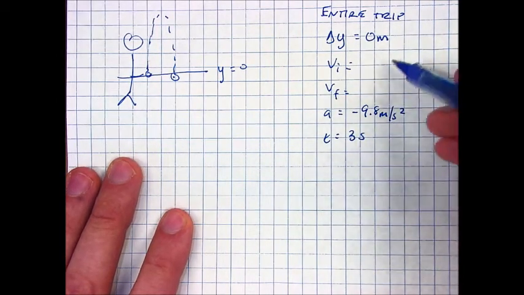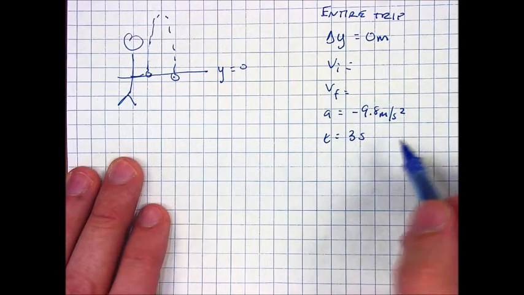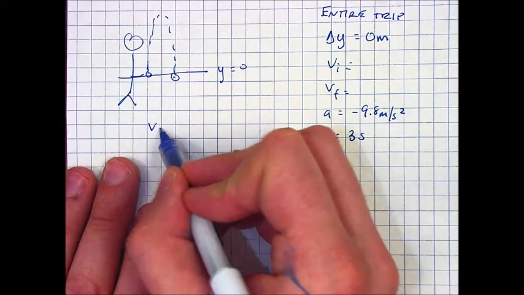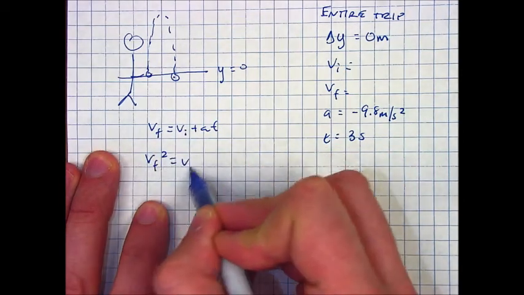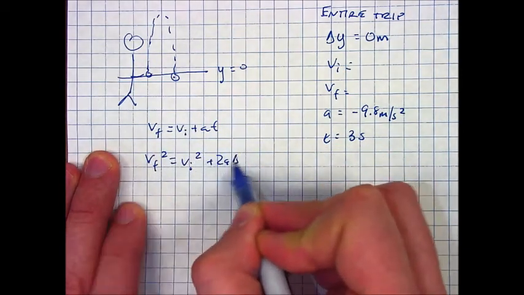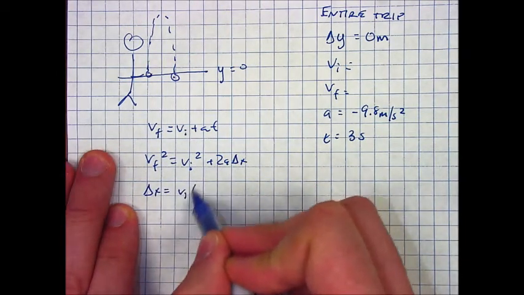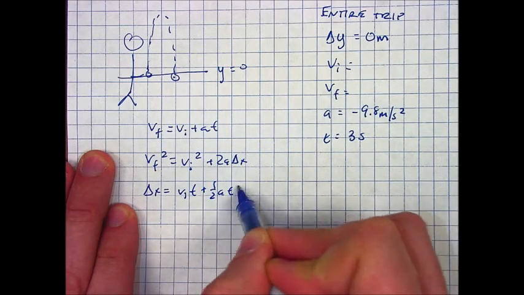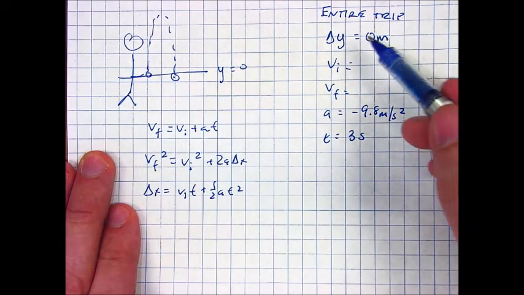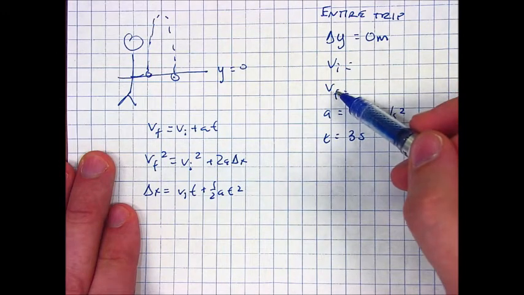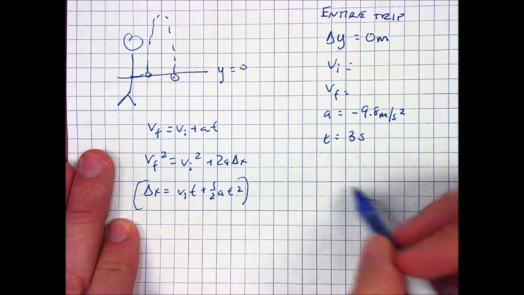So now that we have 3 variables, we can solve for a fourth easily. We'll use our 3 equations. We have v final is equal to v initial plus at. V final squared is equal to v initial squared plus 2a delta x. And delta x is equal to v initial t plus 1/2 at squared. If we're given t and we have a and we have delta y, but we don't care about v final, we're going to use this one because this one doesn't have v final in it.